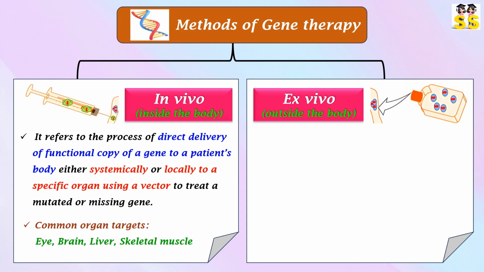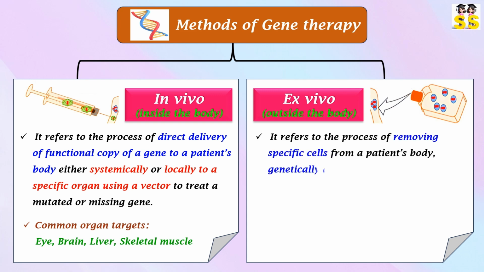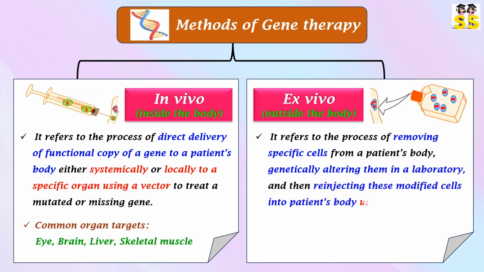Ex vivo refers to the process of removing specific cells from a patient's body, genetically altering them in a laboratory, and then transplanting these modified cells back into the patient's body using a vector. Common cell types include stem cells, B cells, T cells.